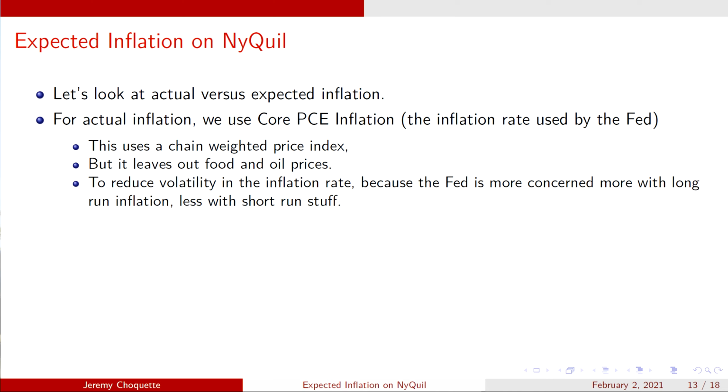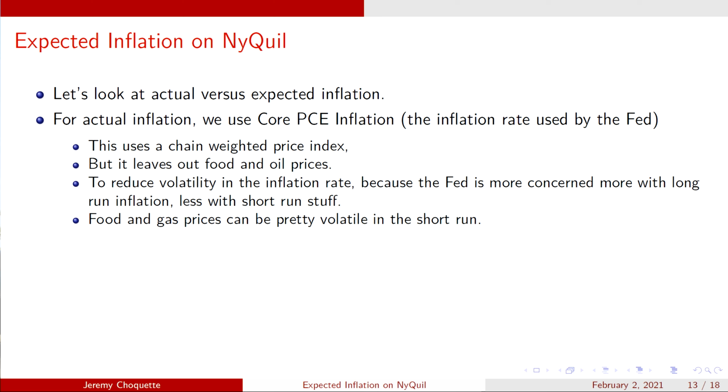So if there's a spike in oil prices one quarter, but it's only for one quarter, it's not a persistent one, then that'll introduce volatility if they were to keep that in there. But if they don't, they get kind of a nice smoother estimate of what's going on with the price level. So there are other consumer goods in there. It's just food and oil prices aren't in there.